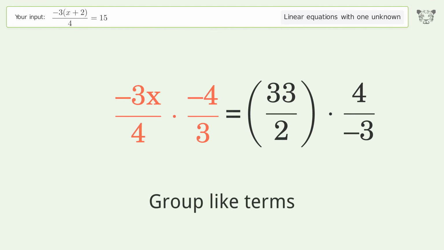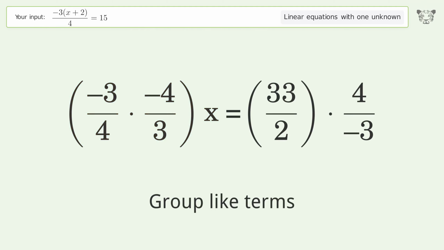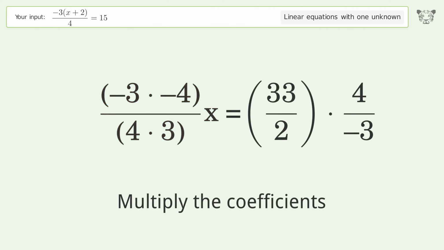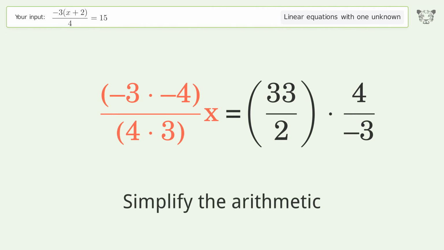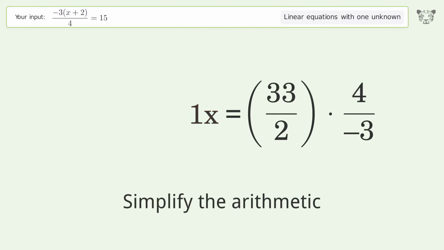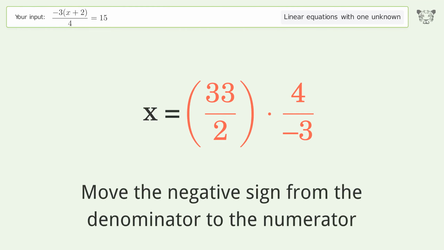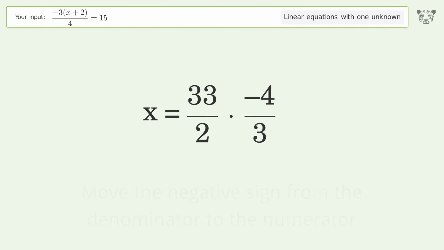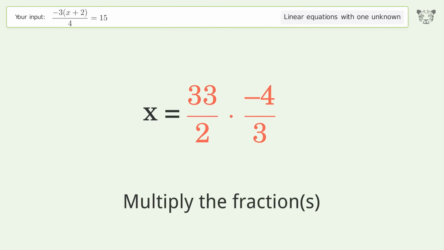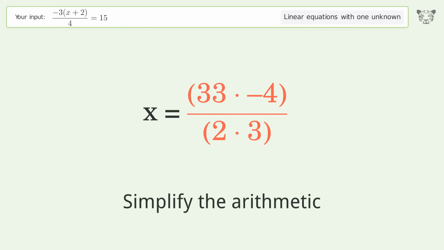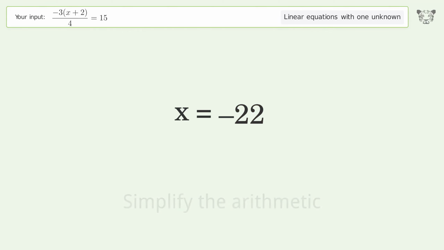Group like terms. Multiply the coefficients. Simplify the arithmetic. Move the negative sign from the denominator to the numerator. Multiply the fractions. Simplify the arithmetic. And so the final result is x equals -22.